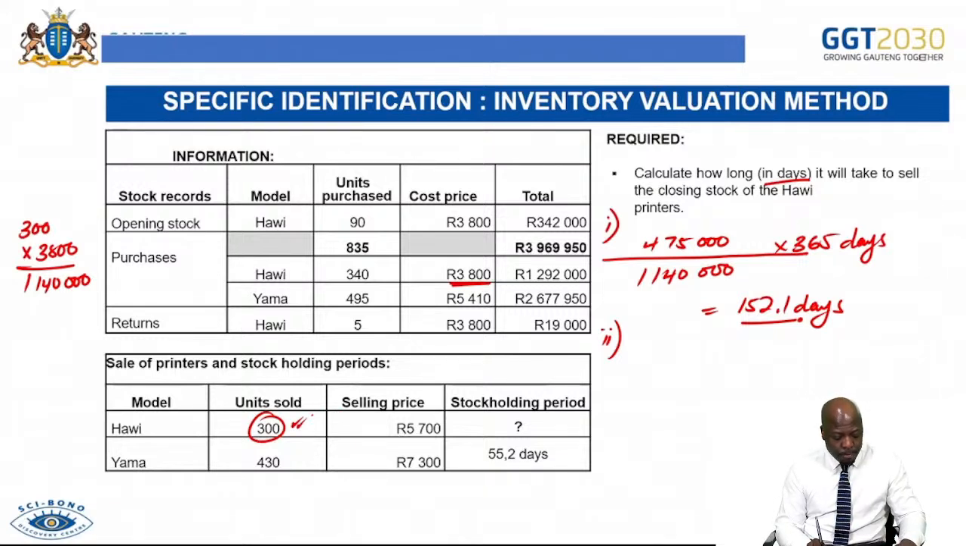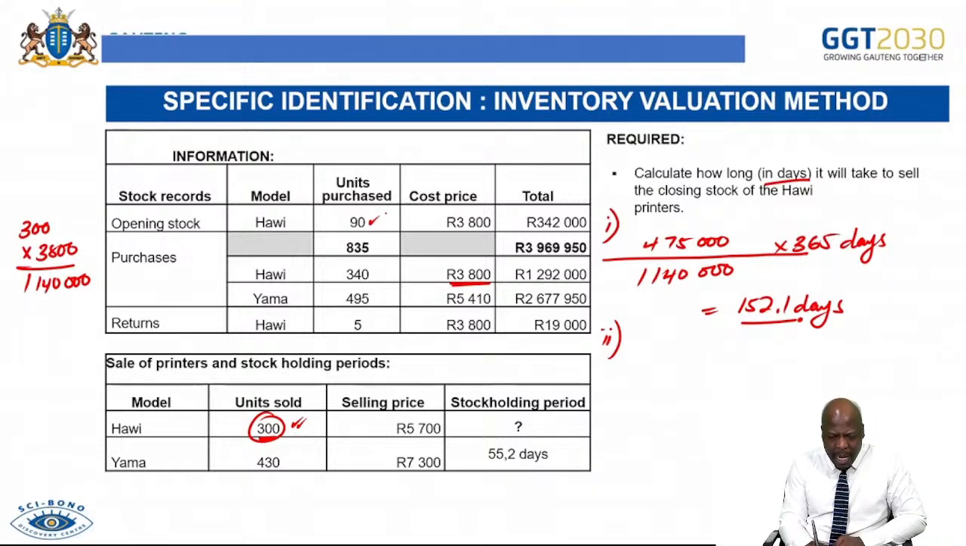Okay, so I think it should not be that very difficult. No, it is not the 300 units. It is the closing stock. How many units is our closing stock of the Howie? Remember, we did that one already, whereby we had our units on hand minus the units sold. So let's see if we can do that one again.